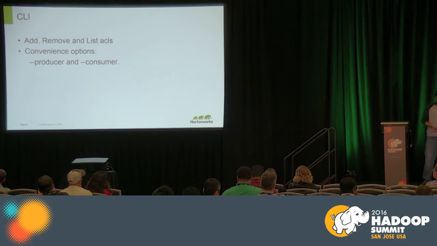There is CLI support, so there is a command line utility. You don't have to use Java APIs every time you want to add an ACL. You can run the command line utilities just like your Kafka topics. There is a kafka-acls.sh, and you can add, remove, and list ACLs. There is also a convenience option to say, add this user as a producer or add this user as a consumer, and that will take care of actually allowing all the ACLs that are required for a user to be either producing or consuming.